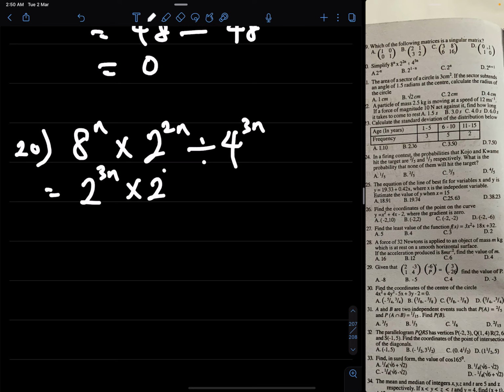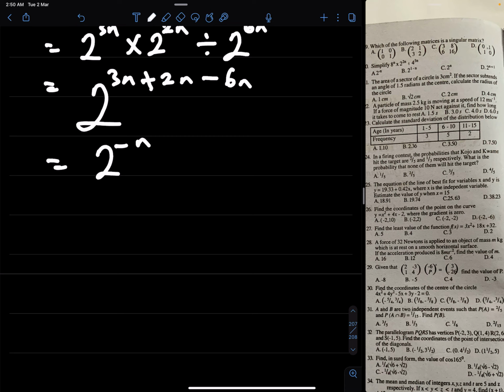2 raised to power 3n plus 2n minus 6n by the laws of indices, and that's the same as 2 raised to power 3n plus 2n is 5n minus 6n is minus n, and the correct option is A. We move straight to the next, number 21.